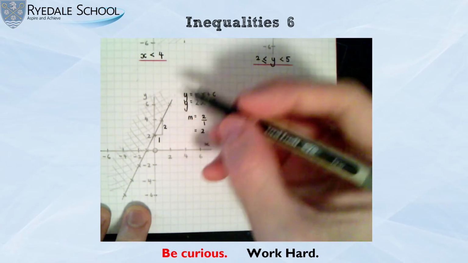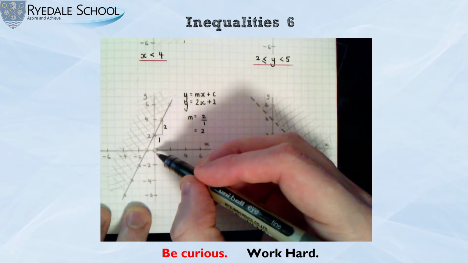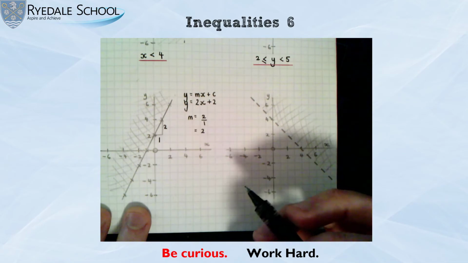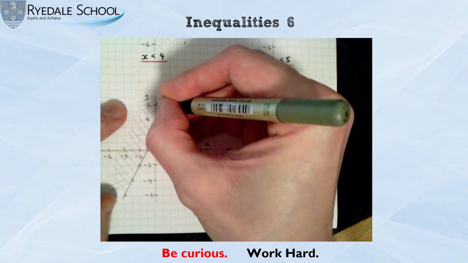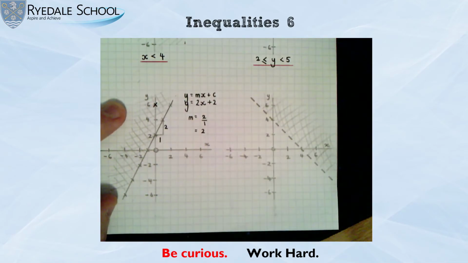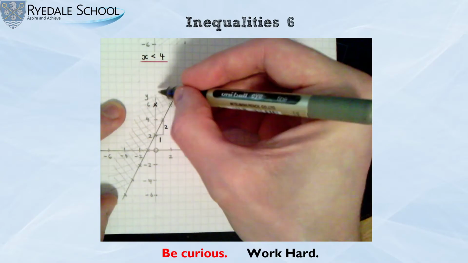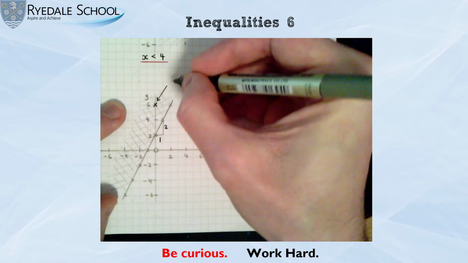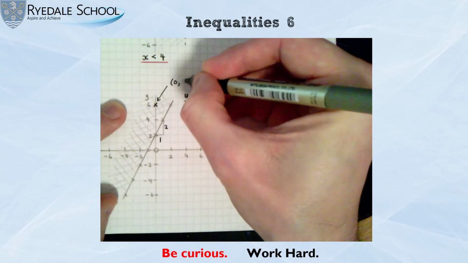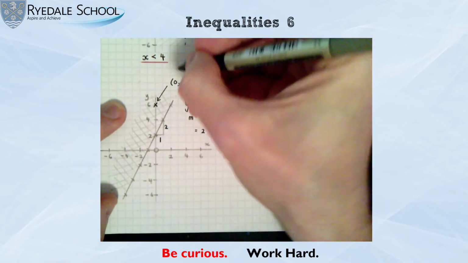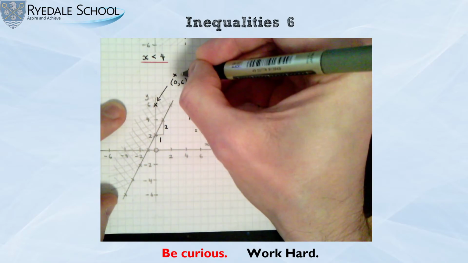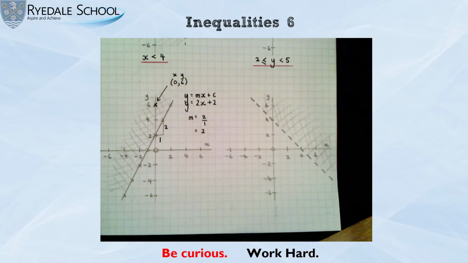I often like picking the number 0, 0 because it's easy to substitute, but that doesn't lie in the region. So what I'm going to do is I'm going to use this coordinate here. I'm still keeping one of the numbers as 0. And this coordinate is 0 along the corridor, 6 up the stairs. So x is 0 and y is 6.